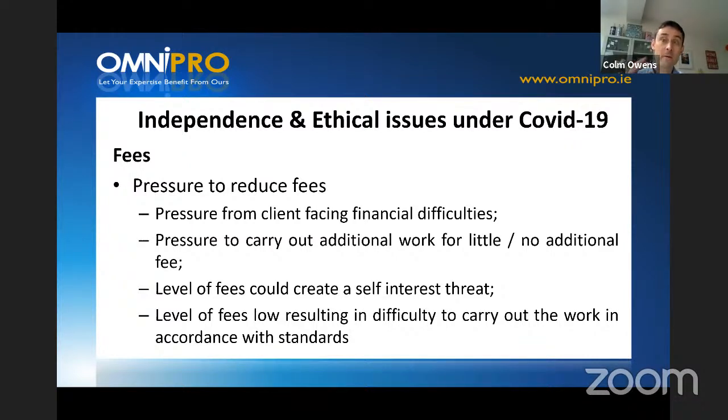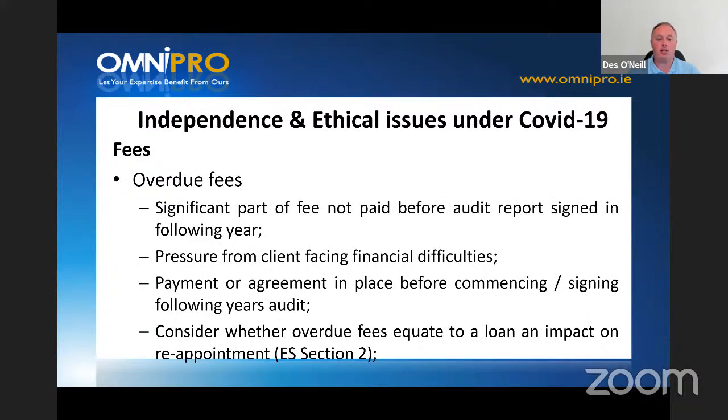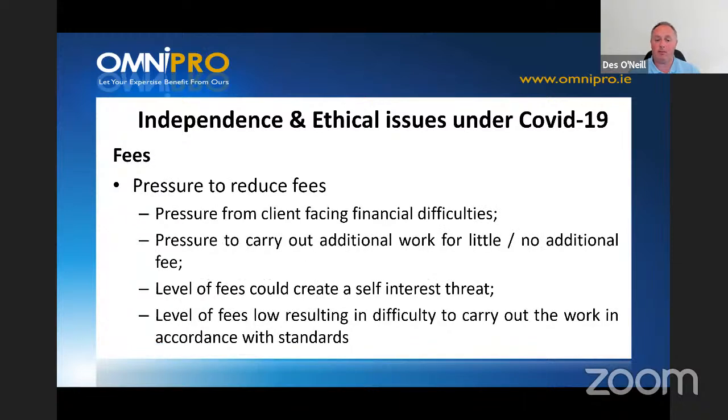And then from a reviewer's point of view, while they probably can't say it out loud on a visit, the last point there is the low level of fees resulting in difficulty carrying out the work. So is there a correlation between the poor files and the level of fees being charged? Historically, Colm, with larger audits and larger firms, this low fee impacting on the quality of the work hasn't necessarily manifested itself. But definitely we see it all the time in SME auditors, SME firms, smaller audits. I just want to touch on one point there, Colm: the pressure to carry out additional work for little or no additional fees.